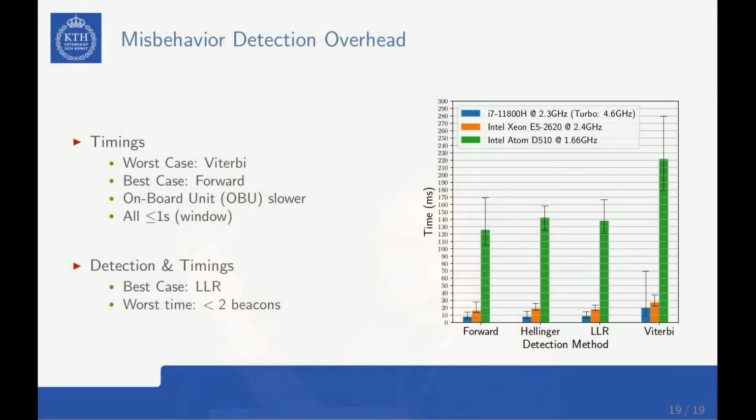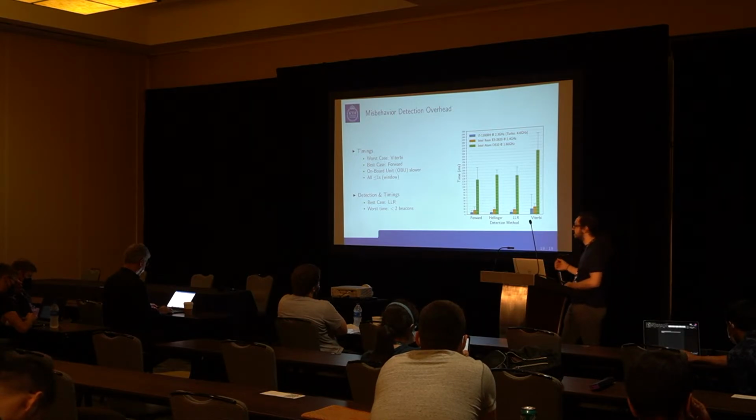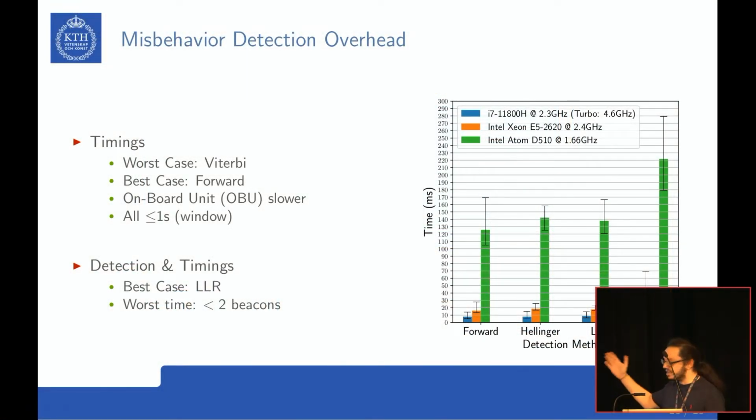Now you will notice that Viterbi is the slowest to make a decision, and forward is the fastest. But the LLR approach, even though it is a bit slower than the forward approach, gives us better results in terms of detection capability. We need to remember that even though we see almost 180 milliseconds, this is still less than 2 beacons, and our sliding window for this case is 1 second. So even this result is not prohibitive to our solution.